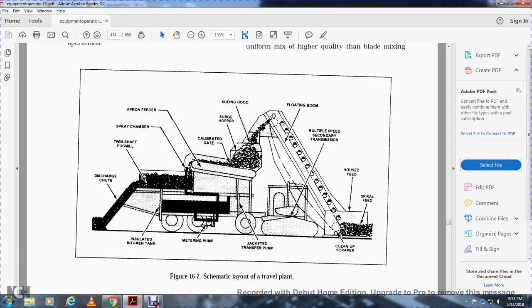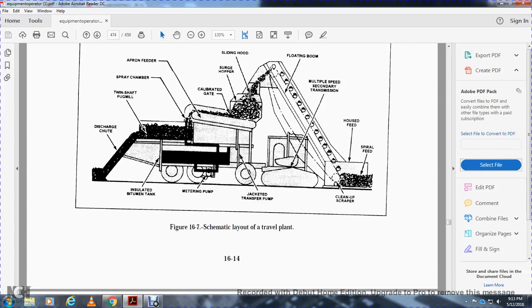Figure 6-17 shows a schematic layout of the traveling plant: insulated bitumen tank, twin shaft pug mill, spray chamber, aeration feeder, metering pump, calibrated gate, surge hopper, sliding hose, transfer pump, floating boom, multi-speed transmission, hose feed, and speed spiral feed.